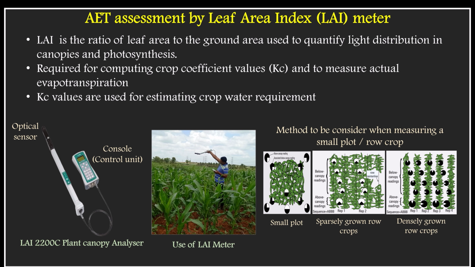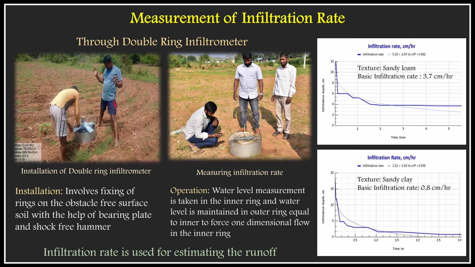Actual evapotranspiration is assessed through leaf area index meter, and coefficient values are computed based on the actual evapotranspiration, and this Kc value is required for estimating crop water requirement. Measurement of infiltration rate is done through double ring infiltrometer and is done to estimate runoff.